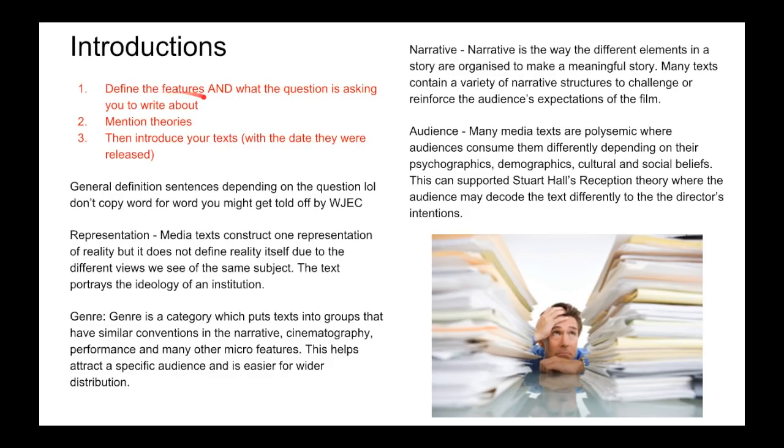you should define the features that the question is asking you to do. So like audience, marketing, global appeal, etc., or like representation, narrative, genre, etc. Define what it is. So these are just general sentences on what they are, and the sentences may change and be different depending on the question you get. So don't copy it word for word because you may be disqualified by WJEC, and you definitely do not want that. So just take it as inspiration.